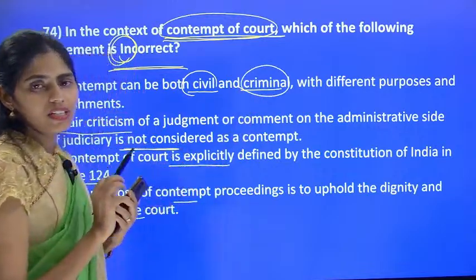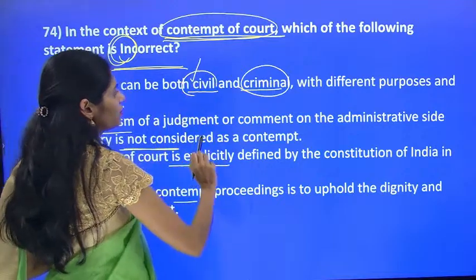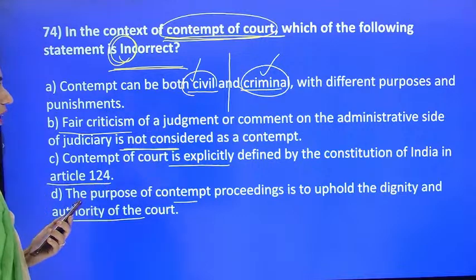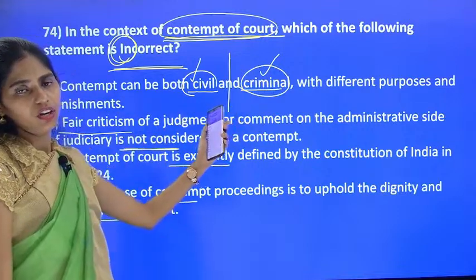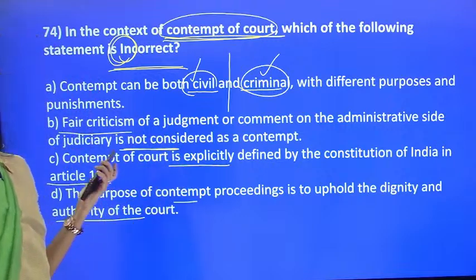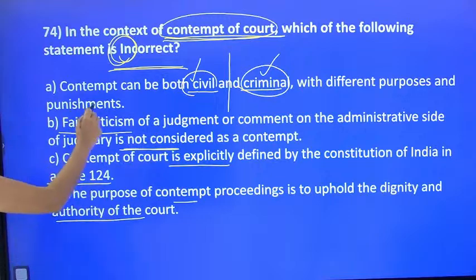Civil contempt has a different purpose, and criminal contempt also has a different purpose. Criminal contempt is to maintain the dignity of courts, and civil contempt is to make the public follow the orders of the court. Okay, so this statement is absolutely correct.